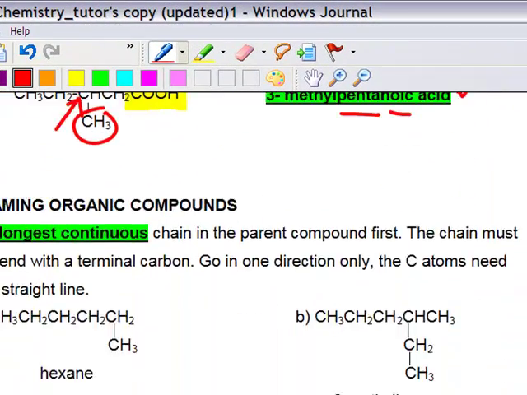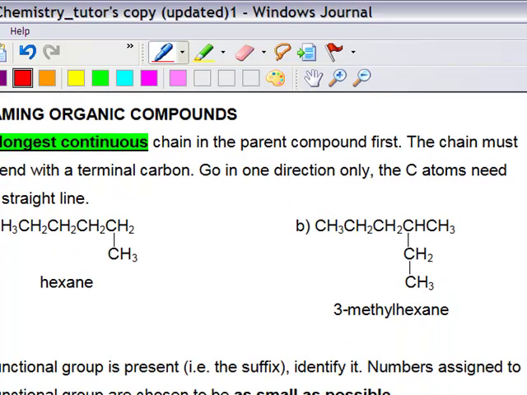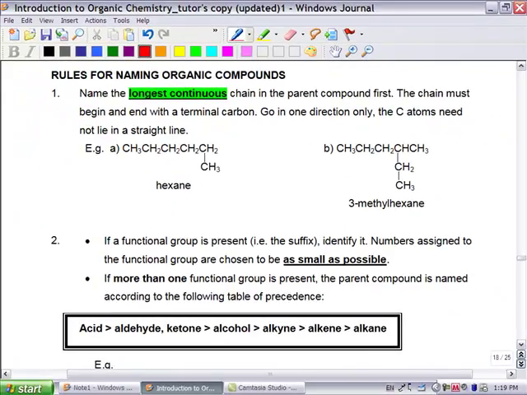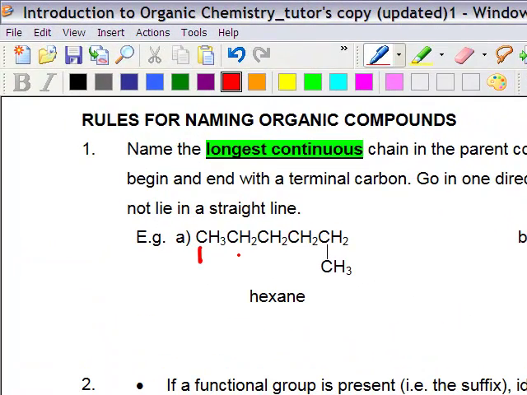Let's look at the rules of naming organic compounds. First, you name the longest chain in the parent compound. The chain must begin and end with a terminal carbon. Go in one direction only. The carbons need not lie in a straight line. For example, there is a kink here, a bend here, so the carbons can be numbered 1, 2, 3, 4, 5, and 6. So this is a hexane.